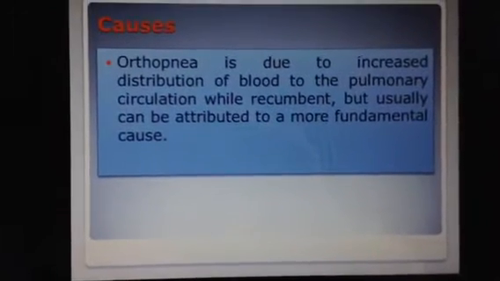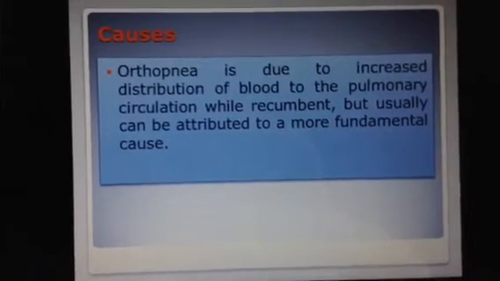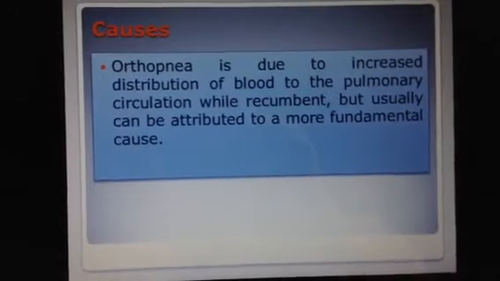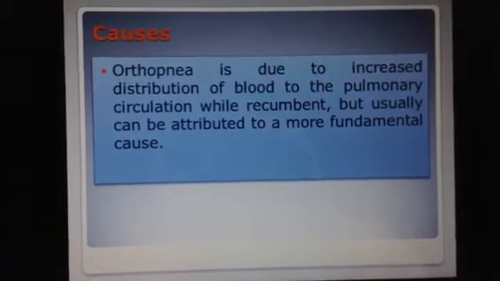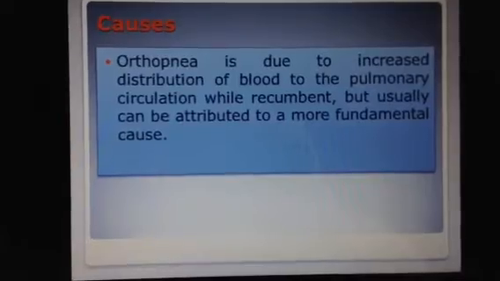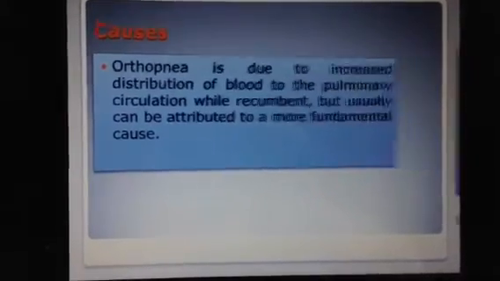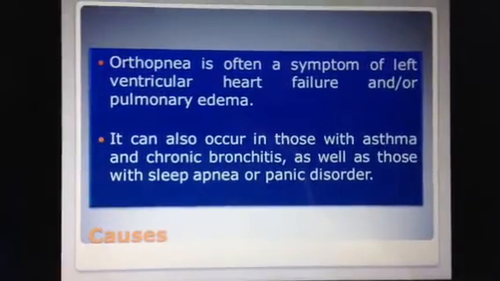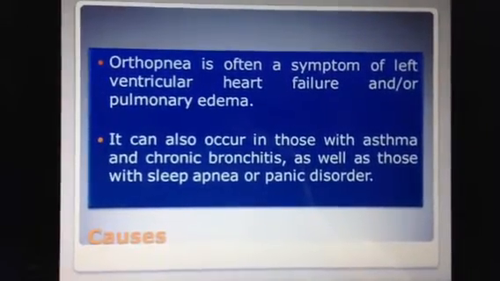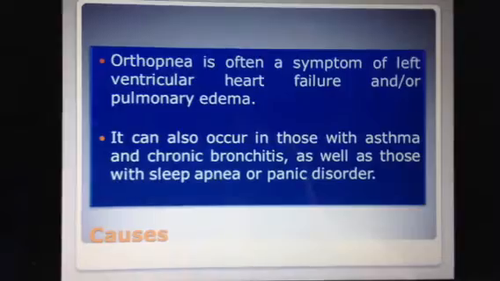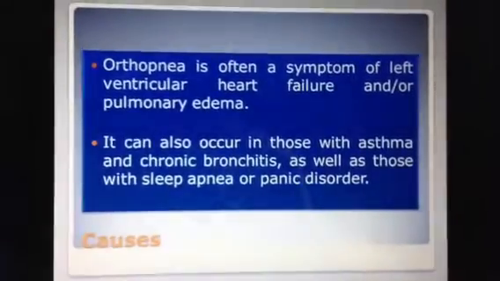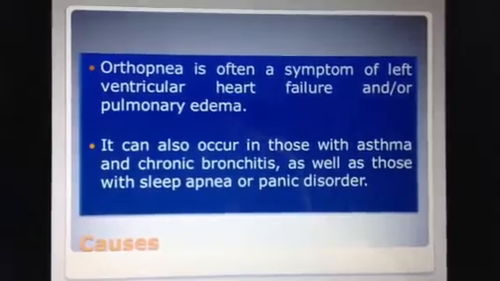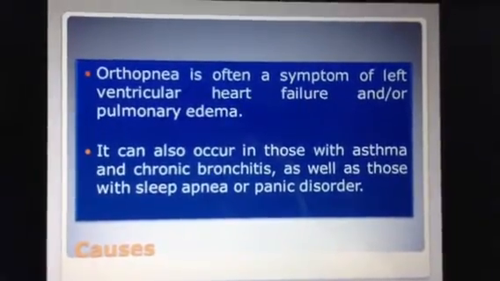Causes of orthopnea. Orthopnea is due to increased distribution of blood to the pulmonary circulation when recumbent, but usually can be attributed to a more fundamental cause. Orthopnea is often a symptom of left ventricular heart failure and pulmonary edema. It can also occur in those with asthma and chronic bronchitis, as well as those with sleep apnea or panic disorder.